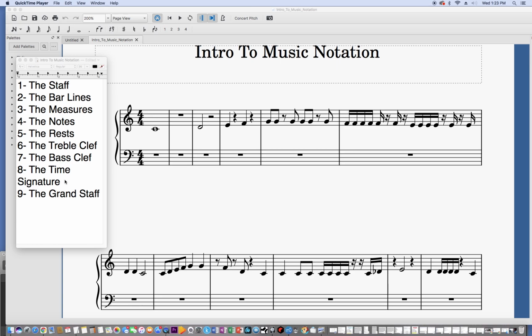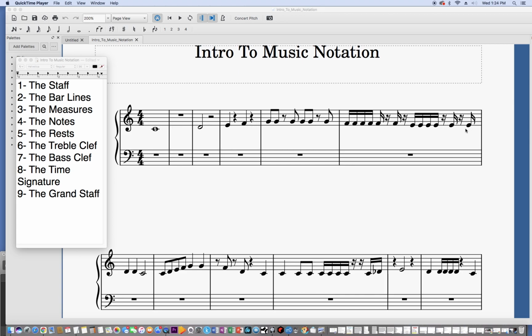To do a quick review, you have the staff, which is the 5 lines and spaces that are used to write music, right? And this goes throughout the page horizontally from left to right. 5 lines, 4 spaces in between, and that's called the staff. You have the bar lines, which are those vertical lines which divide the staff into measures, right? And in between the bar lines are the measures, right?